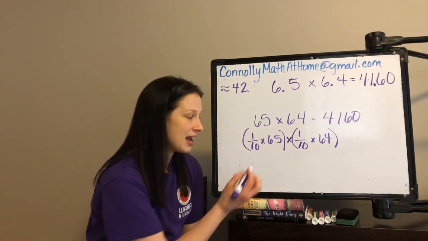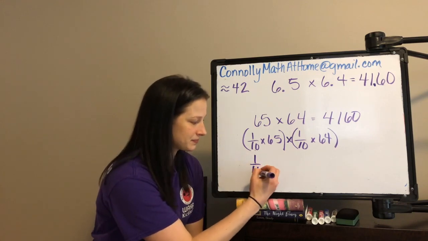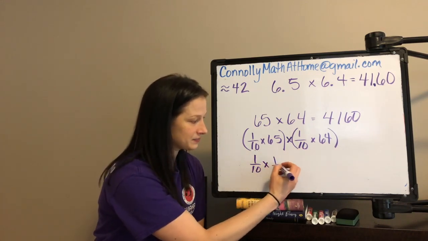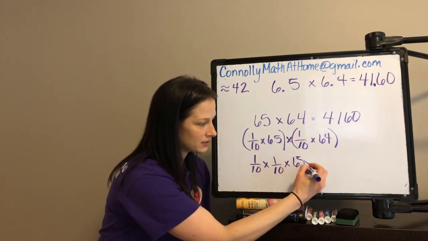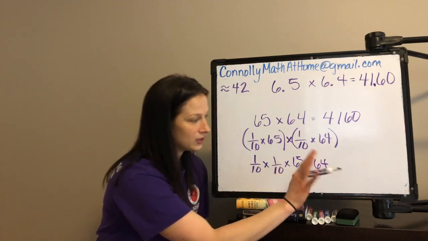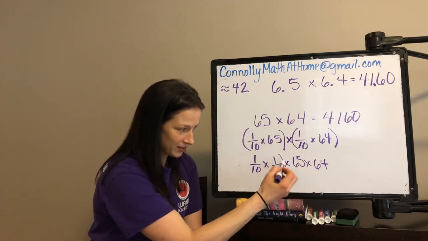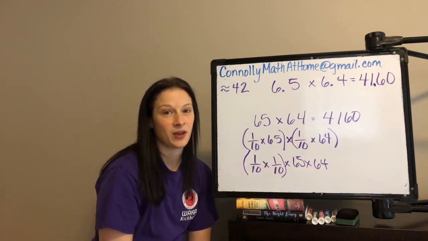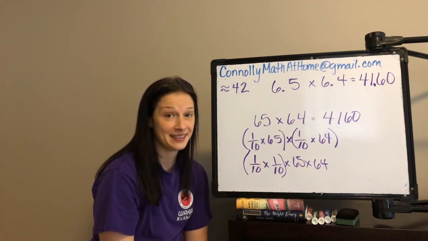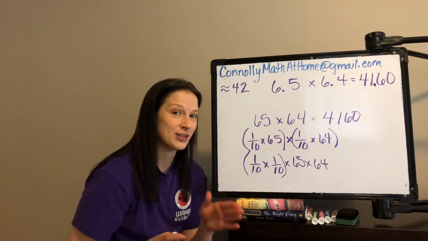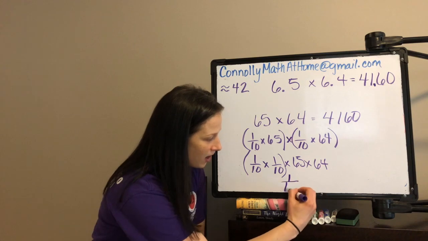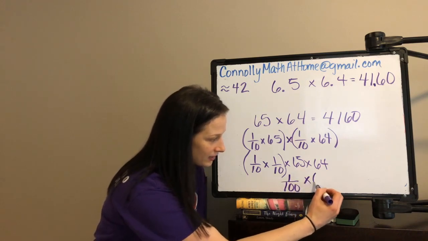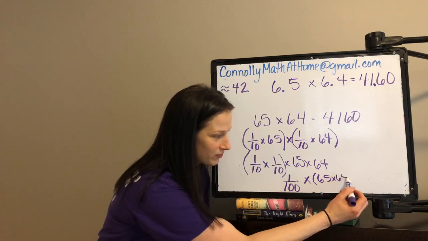So take a look at this. I'm going to take the 1/10 here. I'm going to take this 1/10 here. I can keep my 65. And I can keep my 64. Okay, so I want us to think about this part here. What is 1/10 times 1/10? You know this because you know numerator times numerator, denominator times denominator. What we end up with is 1/100th of your 65 times 64.